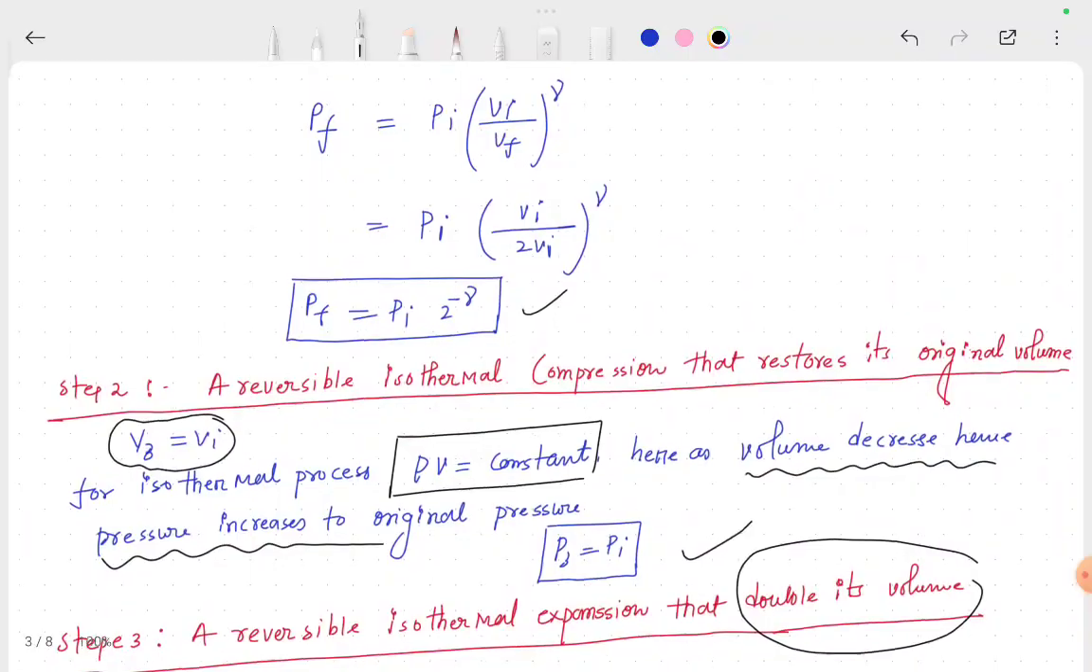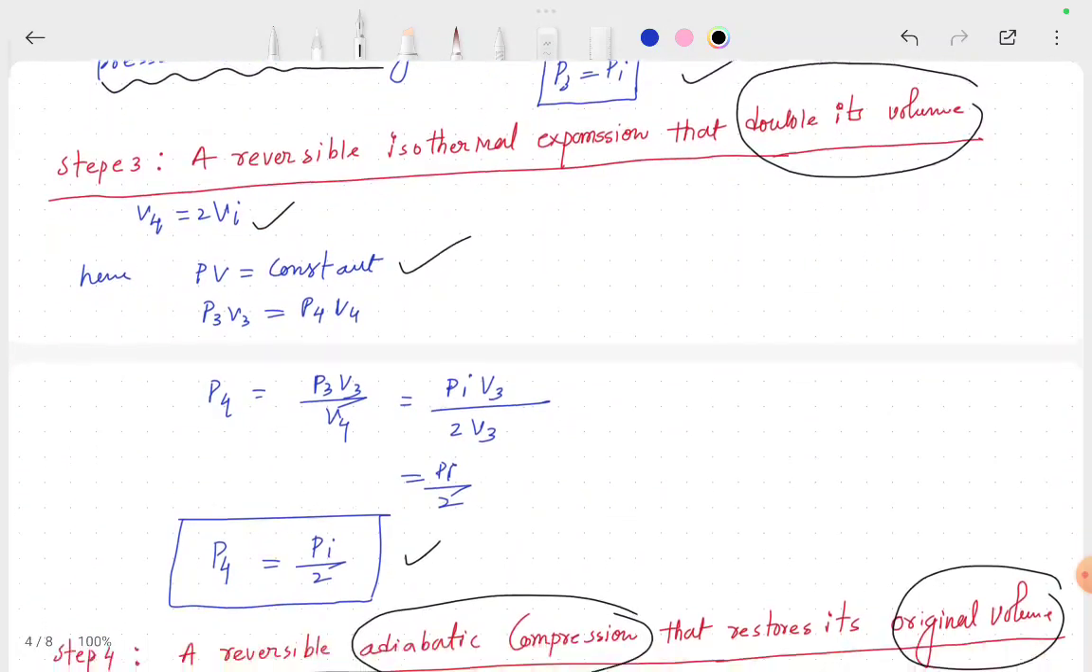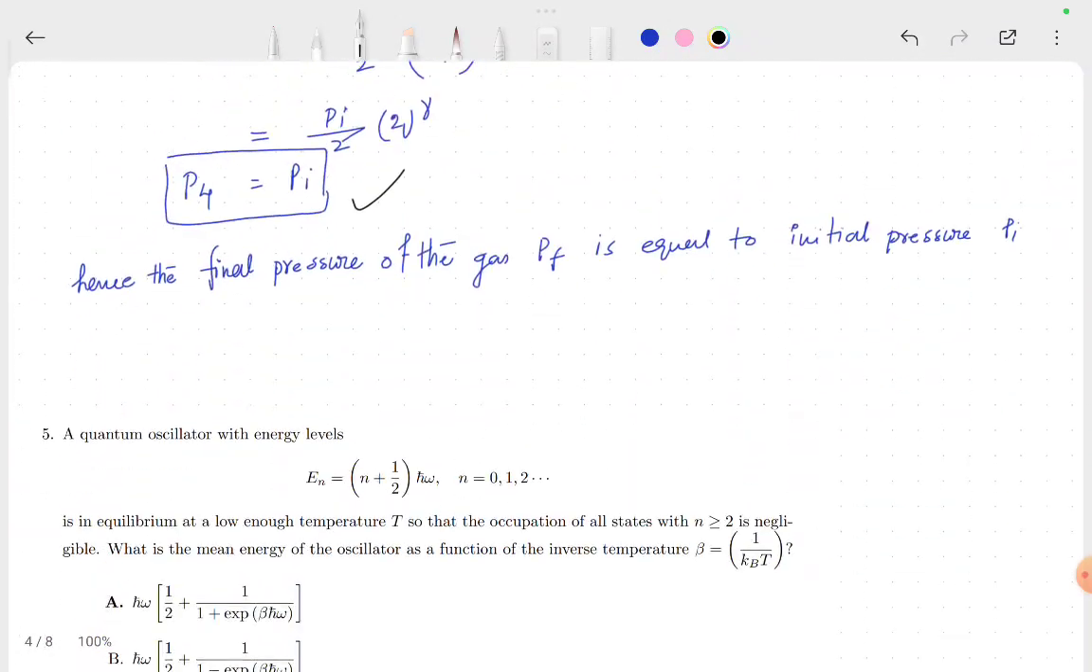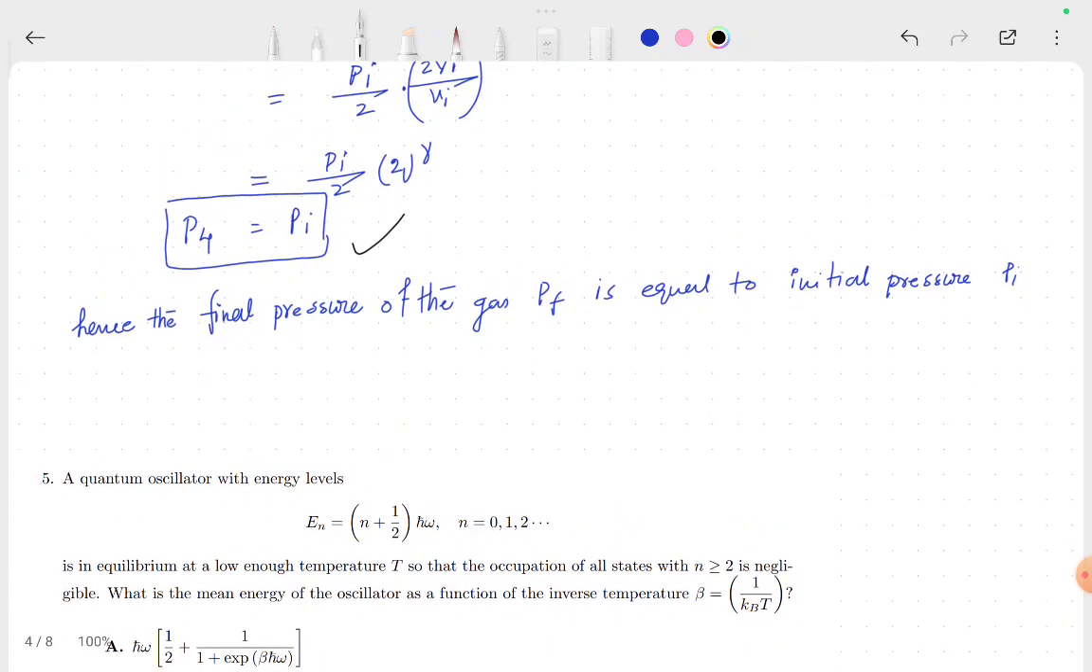You just follow the mathematics in a very simple way, right? So hence the final pressure of the gas is equal to the initial pressure. Okay.